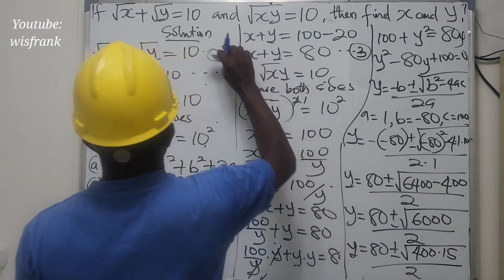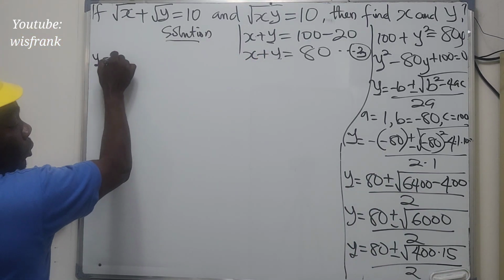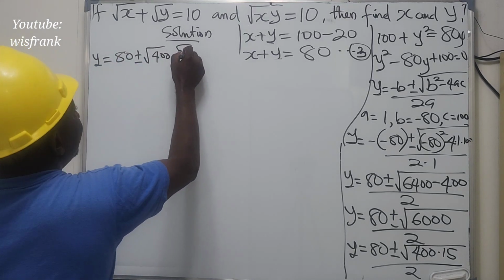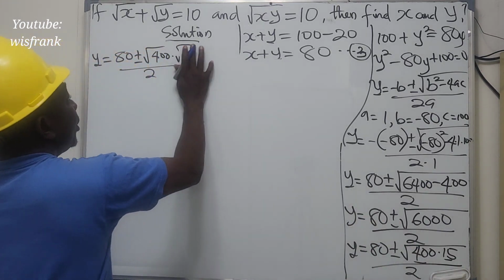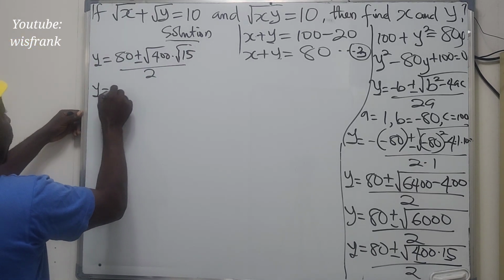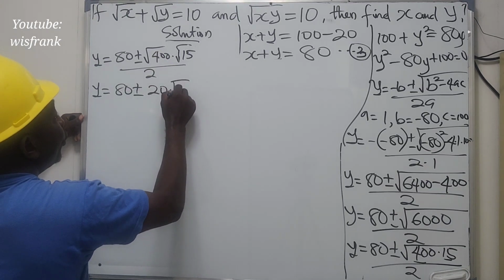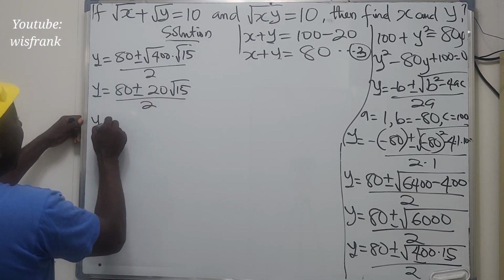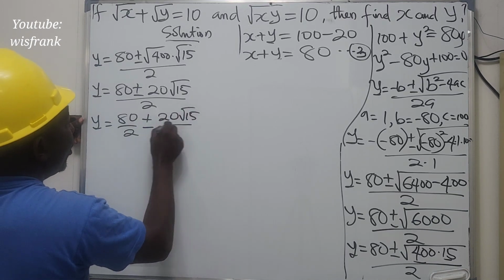So here we move over to the other side by simplifying this. Here we have our value of y equals 80 plus or minus the square root of 400 times the square root of 15 all over 2. We are separating 400 and 15. From here, we know that y equals 80 plus or minus the square root of 400, which is 20 root 15, all over 2. We can separate this. So this will become y equals 80 all over 2 plus or minus 20 root 15 all over 2.